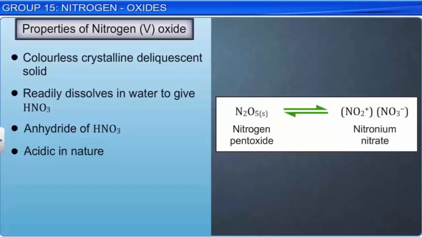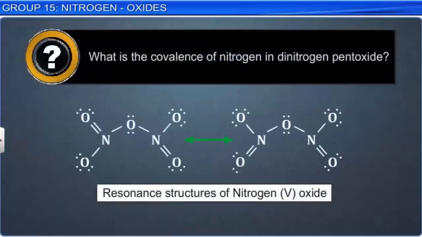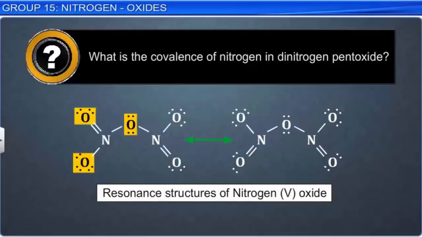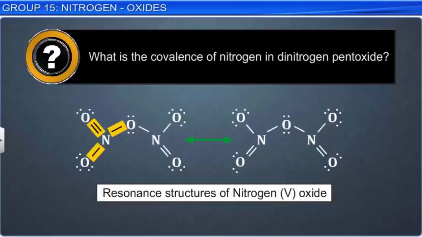From the structure, try to answer this question on your own before looking at the solution. What is the covalence of nitrogen in dinitrogen pentoxide? From the resonance structures of dinitrogen pentoxide, it is evident that each nitrogen atom is bonded to 3 oxygen atoms by 4 covalent bonds. Hence, the covalence of nitrogen in dinitrogen pentoxide is 4.